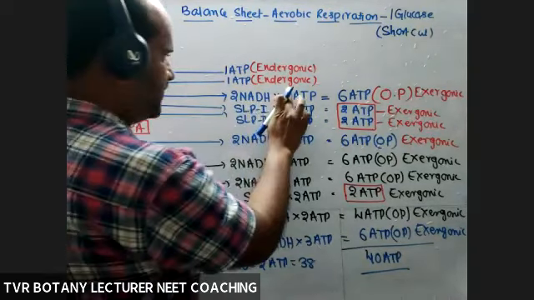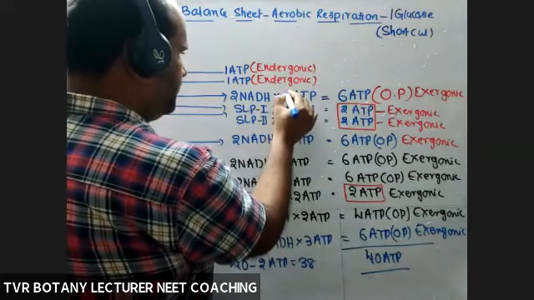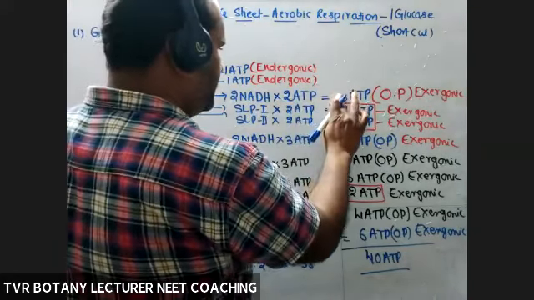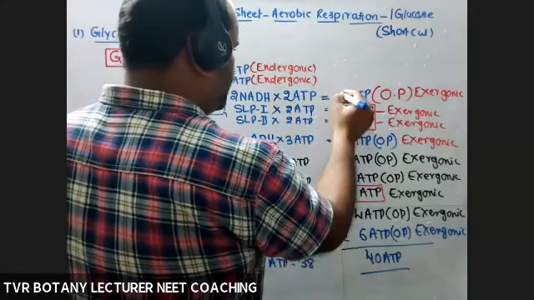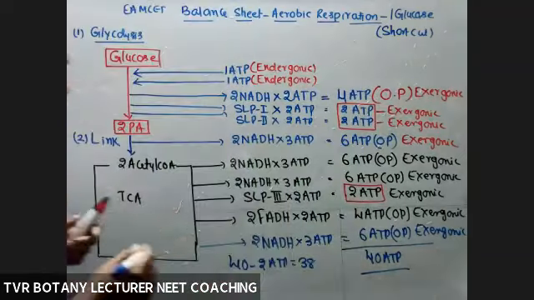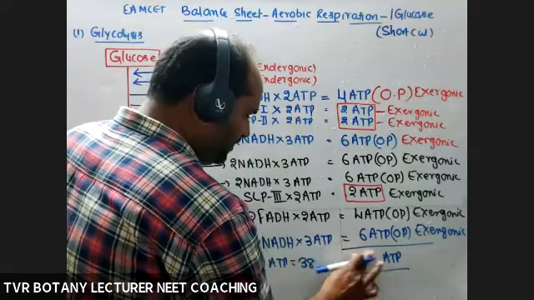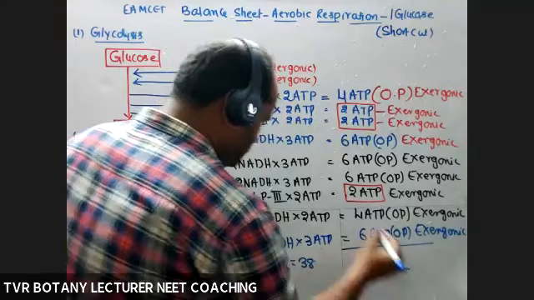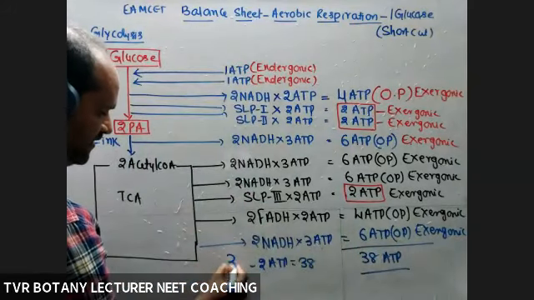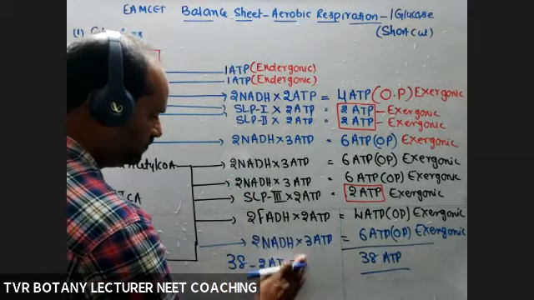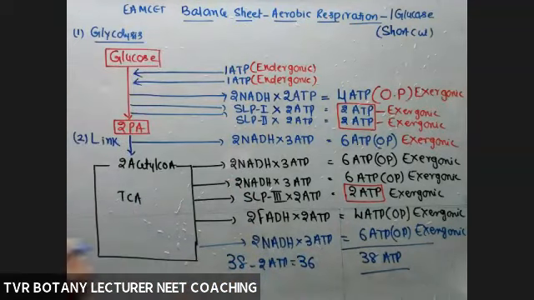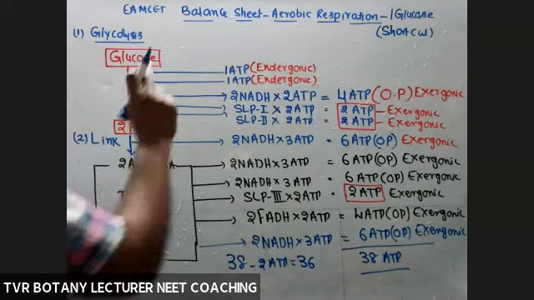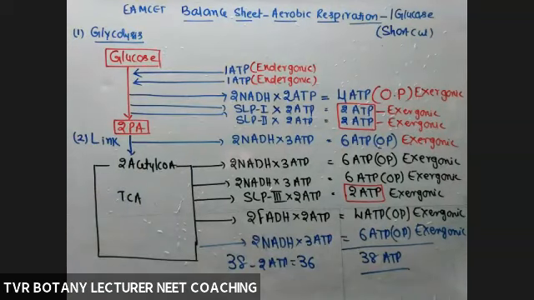So instead of 3, take 2. Instead of 4, 6, sorry. Instead of 6, take 4. Remaining as it is. And change here, total 38. So here 38 minus 2, 36. This is for MSET. Next, I will give you separately. So with the help of this shortcut, you can understand.